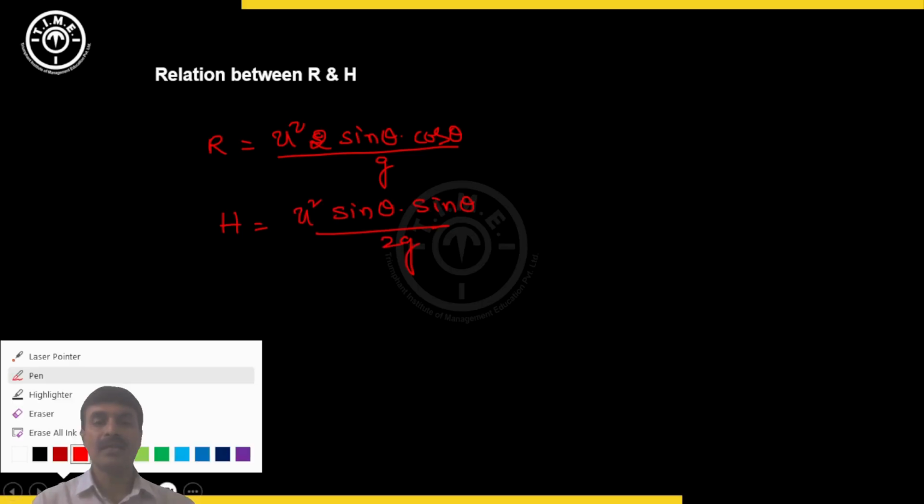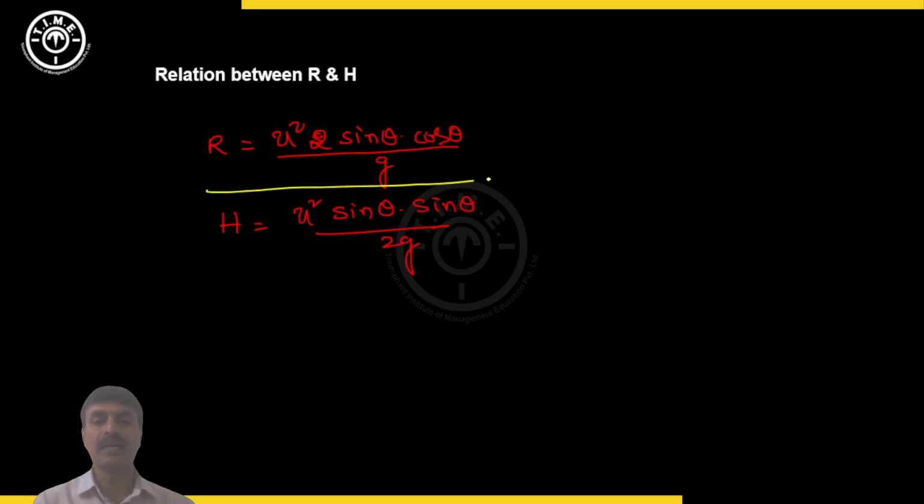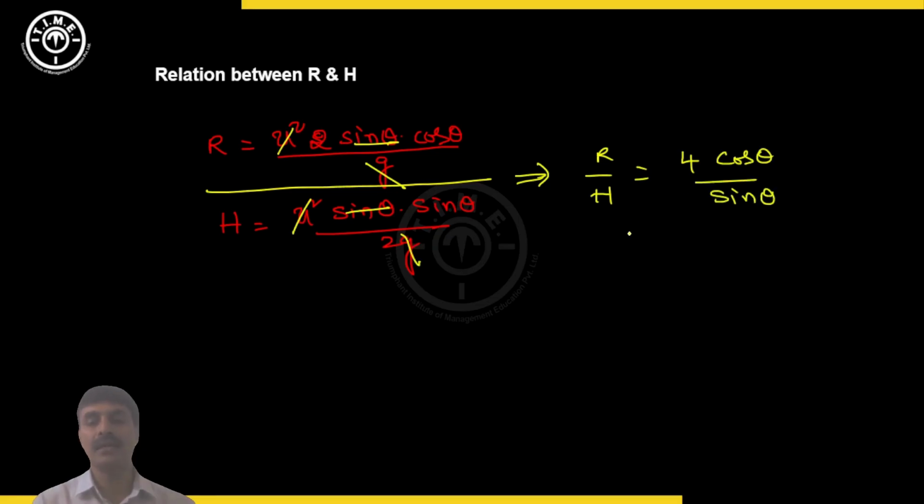Now let us divide these two. Upon dividing, u square term gets cancelled and one sin theta term gets cancelled. What are you left with? It is 4 cos theta by sin theta. See, R by h is 4, g is also gone here. So 4 cos theta by sin theta. That means 4 cot theta.